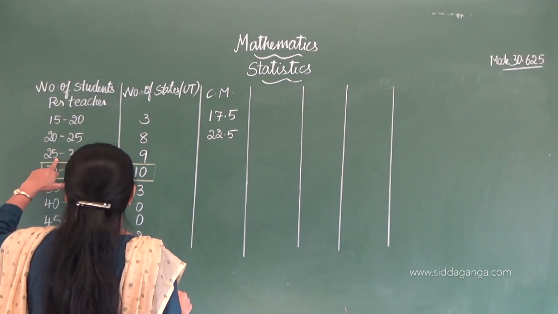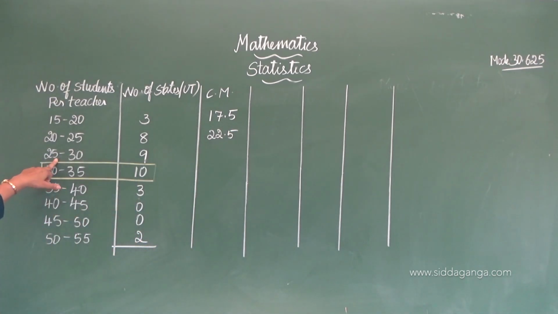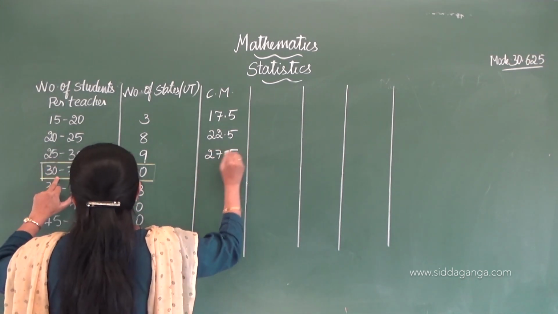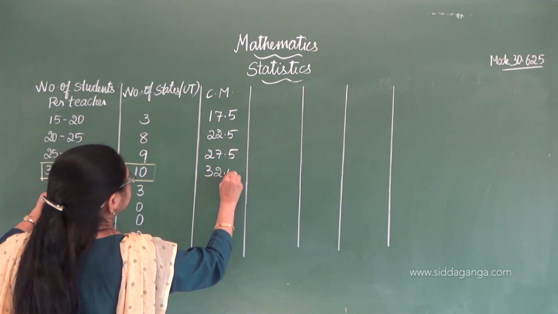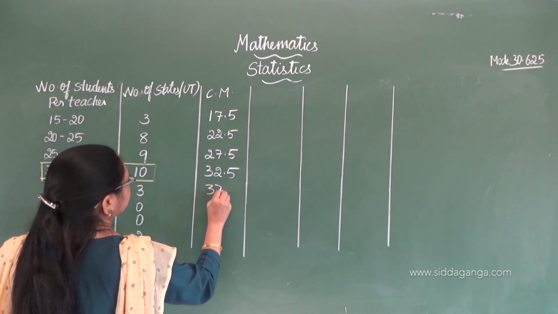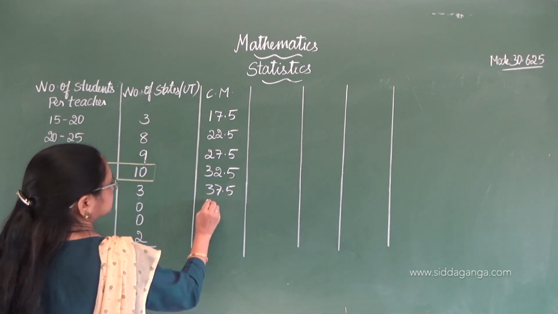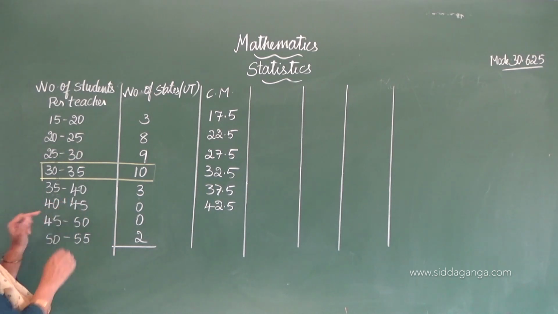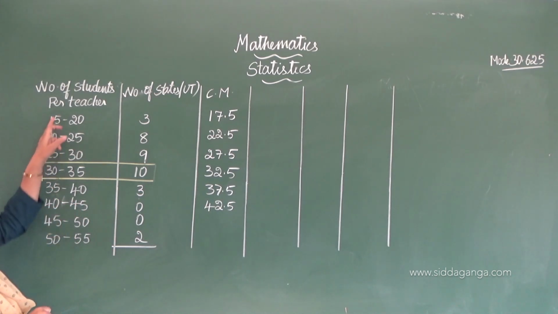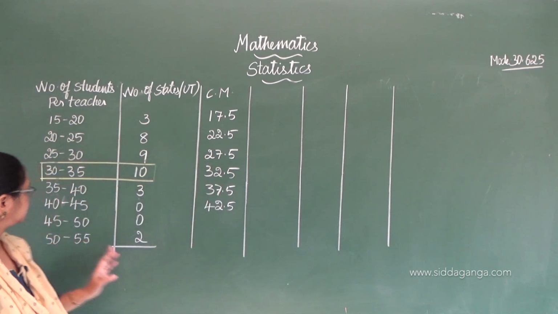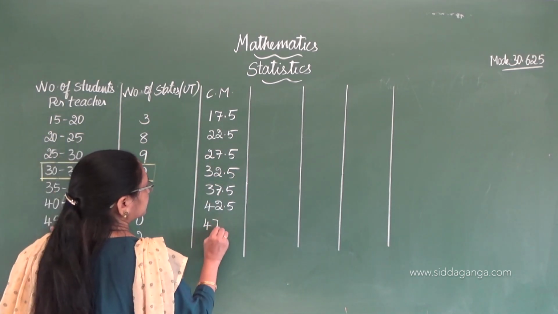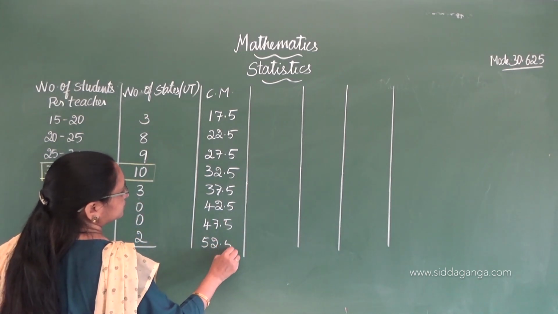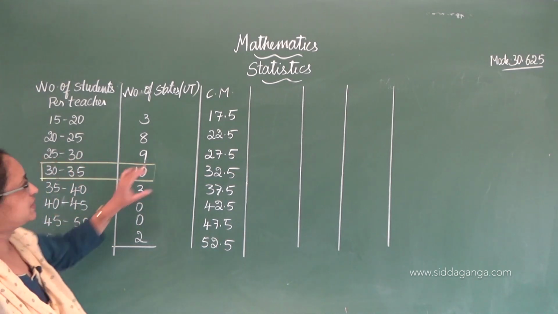Next, 27.5, 32.5, next 37.5, next 42.5. I hope you know the middle term. Okay, so after finding one or two, you can write this. Next 47.5, next 52.5. So now how many terms are there?